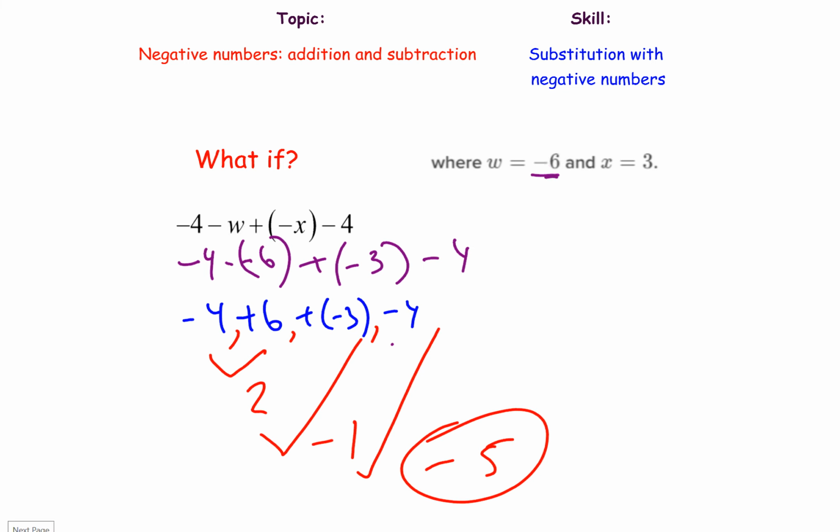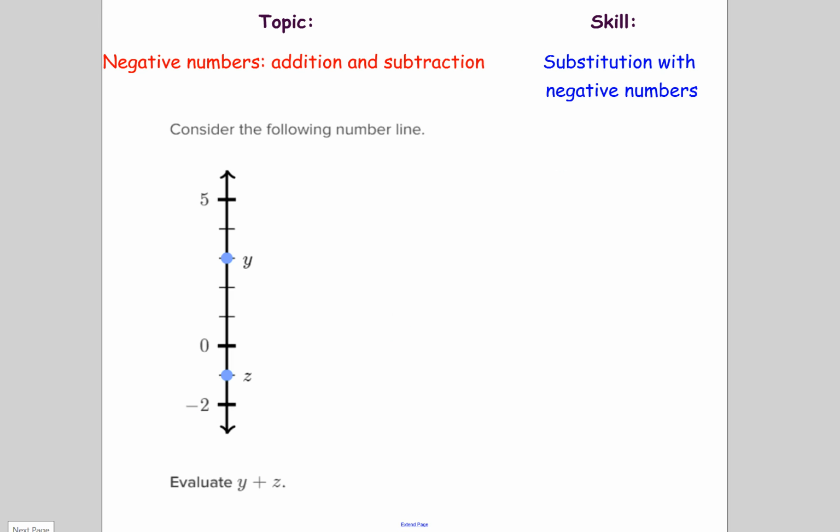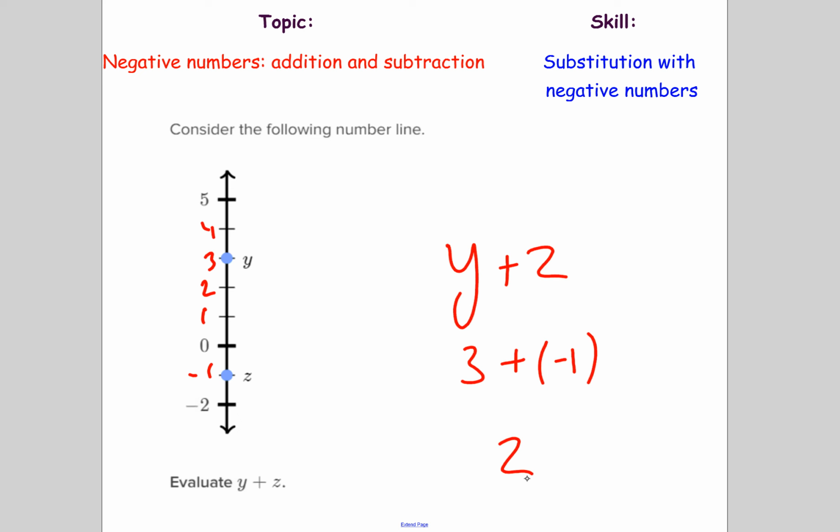Let's go to the last one. All right. How about this? What does it appear to be counting by? Well, if this is 0, 1, 2, 3, 4, 5, it looks like we're counting by ones. So this is 1, this is 2, this is 3, this is 4, that's 5. This is negative 1, negative 2. So y plus z would be y is 3 plus z is negative 1. So 3 plus negative 1 is 2, and I believe that's the last one.